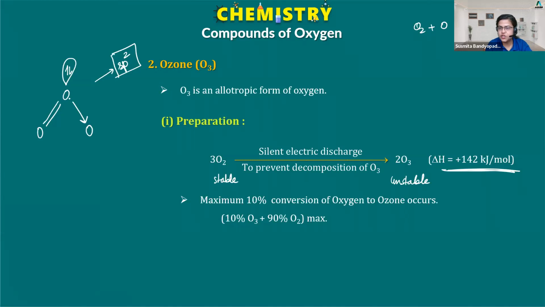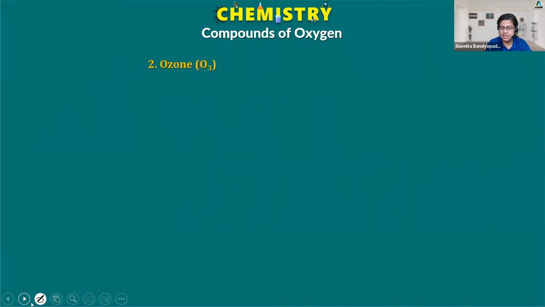The central oxygen is sp2 hybridized, and you can see a trigonal planar geometry. Geometry: trigonal planar. If I talk about the shape without the lone pair, it's bent or V-shaped. This ozone is highly unstable and acts as a strong oxidizing agent.